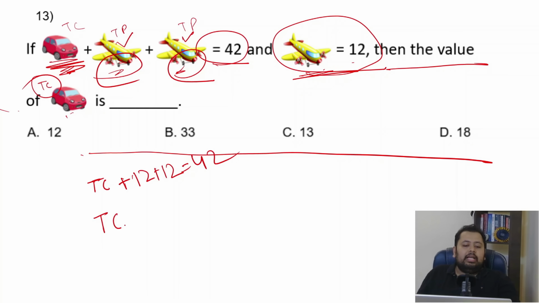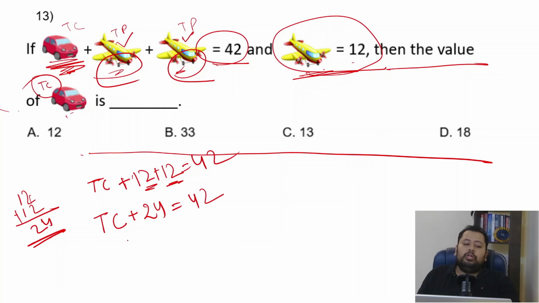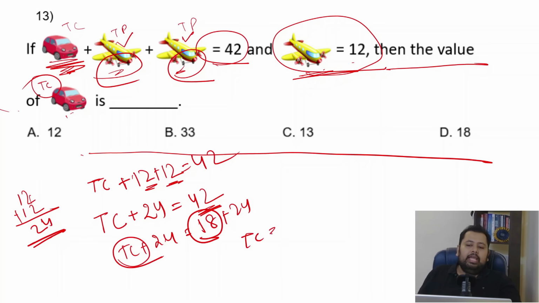Now toy car plus 12 plus 12 is how much? Just do the addition yourself. It will be 24. So 12 plus 12, if you do the addition, is 24, and the total is equal to 42. Now, what should be added to 24 so that it becomes 42, right? If you do 42 minus 24, you will find that out. So it is 18 plus 24. So toy car becomes nothing but 18.